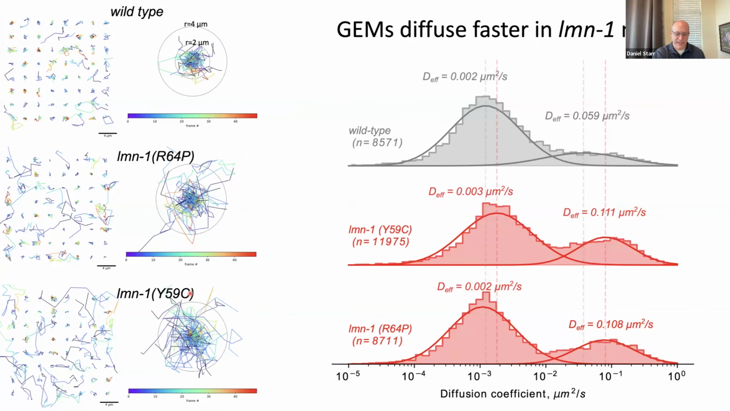And then we looked at the GEMs in lamins. And you can see by the hairball plots that in these two point mutants, there's certainly more movement than there is in wild type. And then you can look at the distributions of the diffusion coefficients of the individual GEMs. And you can see that in the lamin Y59C or R64P, the diffusion moved from 0.59, the gray line here, wild type, to significantly increased in the lamin point mutants. So this looks a lot like the phenotype we saw in the ribosome knockdowns.